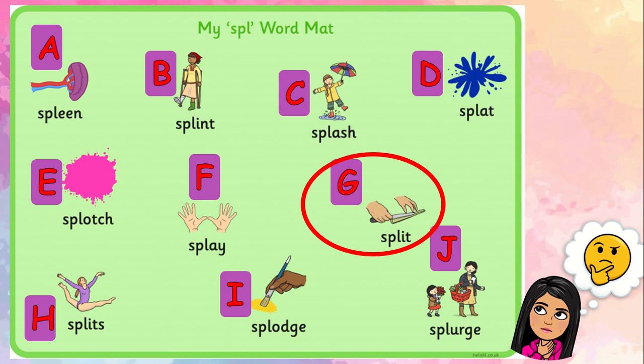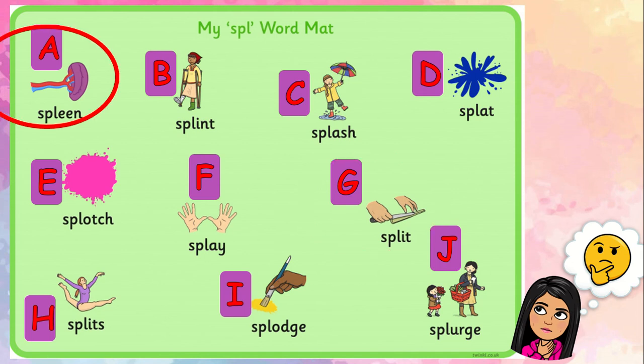Listen carefully. Next word is spleen. Which letter is spleen? You're right. It's letter A. Spleen. Wonderful, guys. Now let's move on to the next word.